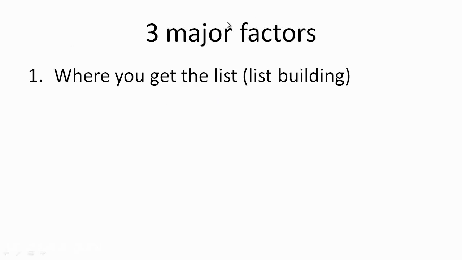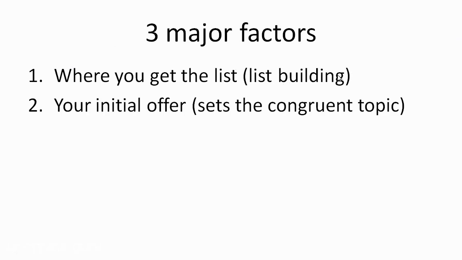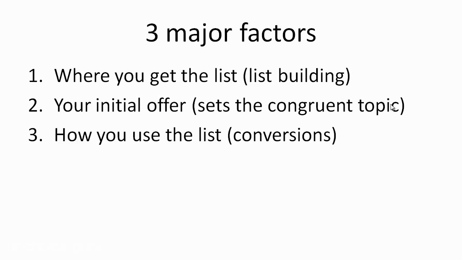So the 3 major factors are where you get the lists, or the list building process; your initial offer, which sets the congruent topic for years to come. For all the emails in the future, your initial offer is what sets the tone. And then, of course, how you use the list, which is conversions. So we build the list, we set the tone, and then we convert.